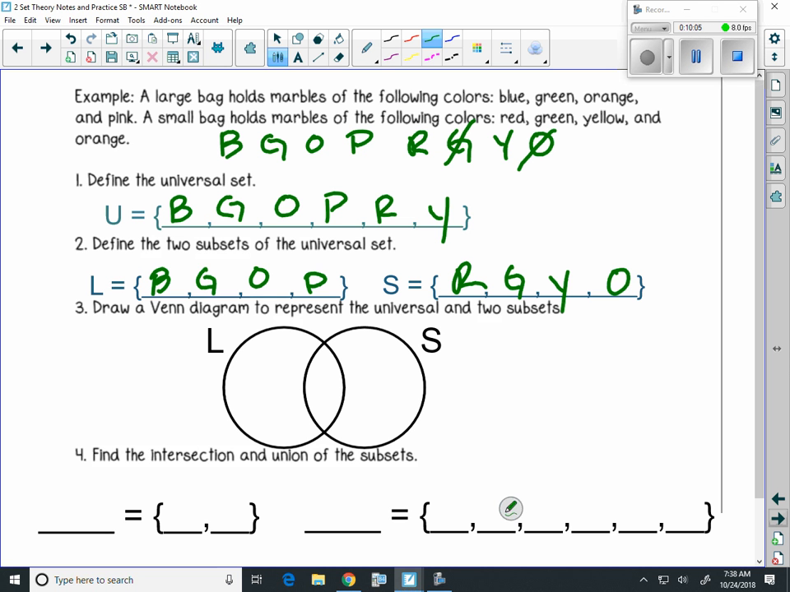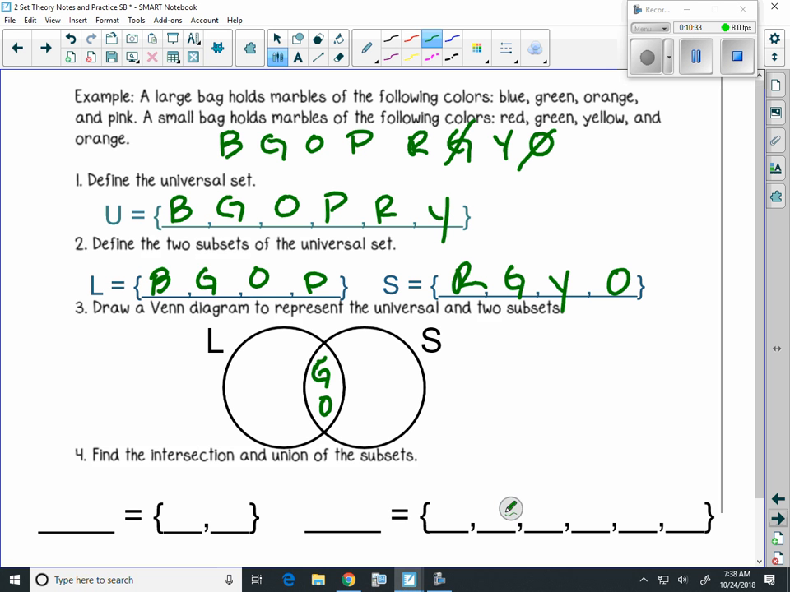Sometimes we'll write them as lists, like we just did. Sometimes we'll put them in a Venn diagram. For a Venn diagram, if you guys have used a Venn diagram before, yes? The intersection is on the inside, what both of the sets contain. What do both sets contain? G and O. So we're going to put G and O on the inside because both sets contain a green and an orange.